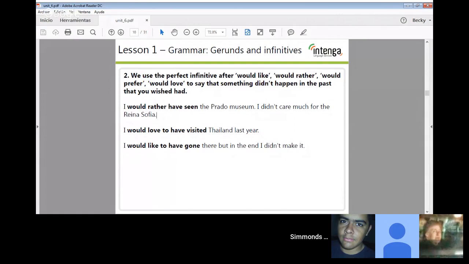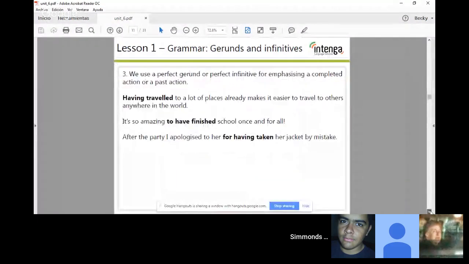Because what we're doing is we're mixing the perfect infinitives, the have seen, with would rather, okay? Would love, would like, would prefer. All right, well, in that case, let's go down. Okay, so it says we use a perfect gerund or perfect infinitive for emphasizing a completed action or past action. So, if I say having traveled to a lot of places already makes it easier to travel to others anywhere in the world. So, having traveled.